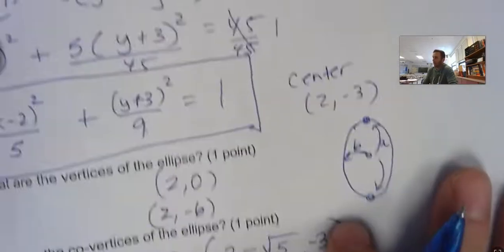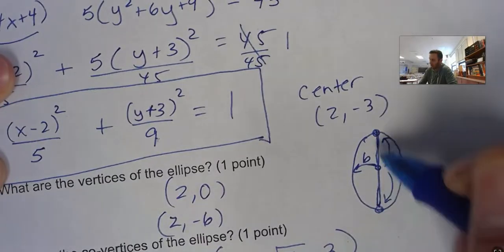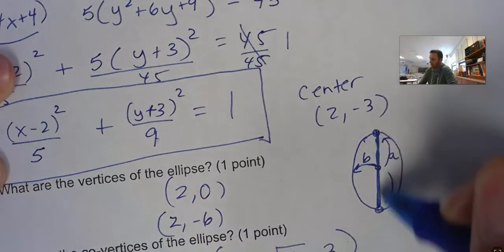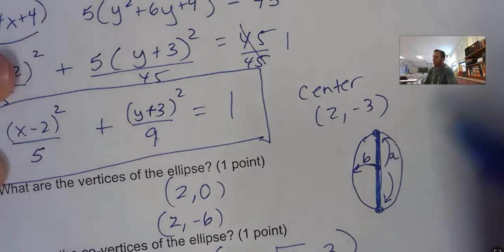Now remember, we talked about how if it's an ellipse where the vertices are like this way, this is our major axis. That means our foci are also on that line. So that's telling me I'm going to go up and down 2.